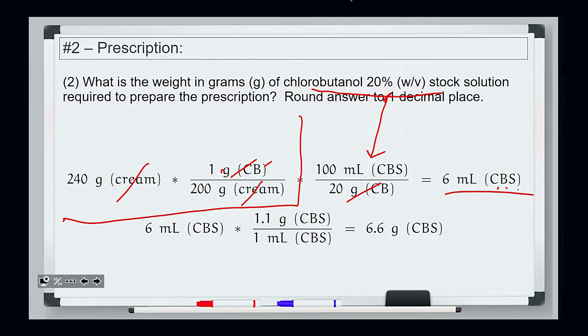However, I need to know its weight. So I'm going to start with that volume and use the specific gravity, which is equal to density, so long as I use grams per mil. A specific gravity of 1.1 means 1.1 grams per mil. If I multiply 6 by 1.1, mils will cancel, and I will know the weight of that 6 mils. So 6 mils weighs 6.6 grams. And that was my answer for number 2.